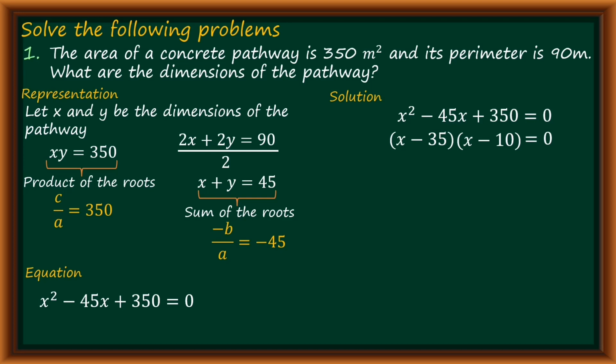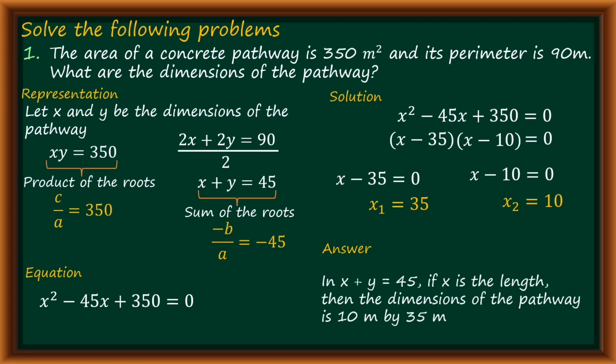From here, our first value of x can be solved by x minus 35 is equal to 0. So our x is 35. For the second x, we have x minus 10 is equal to 0. So our x is positive 10. Now, let's go back to our problem. The question is, what are the dimensions of the pathway? So we have now our answer. In x plus y is equal to 45, if x is the length, then the dimensions of the pathway is 10 meters by 35 meters.